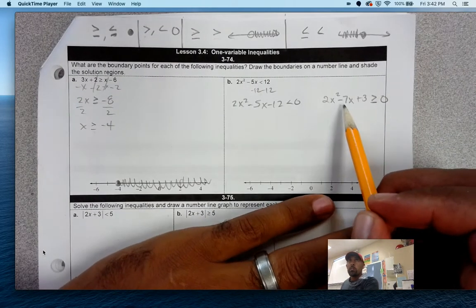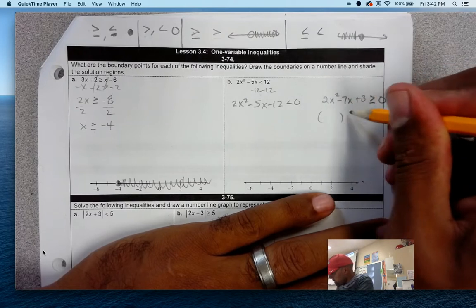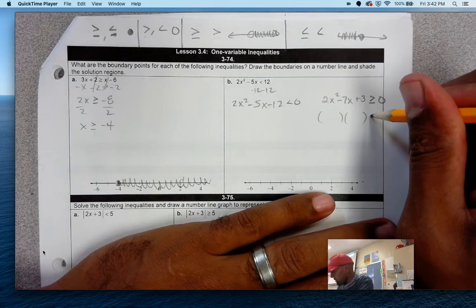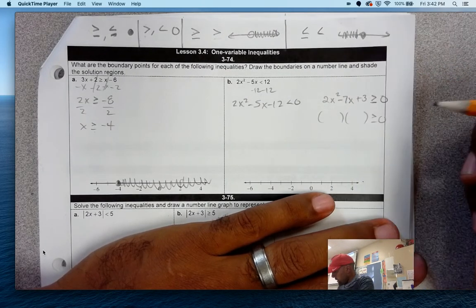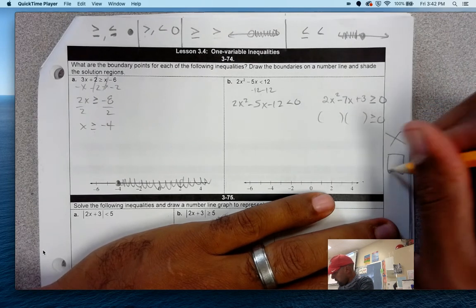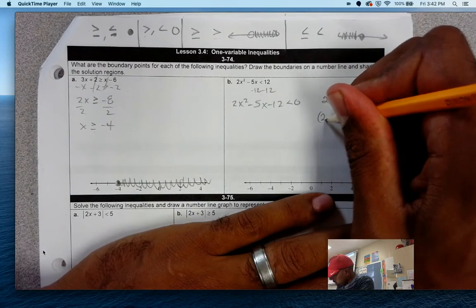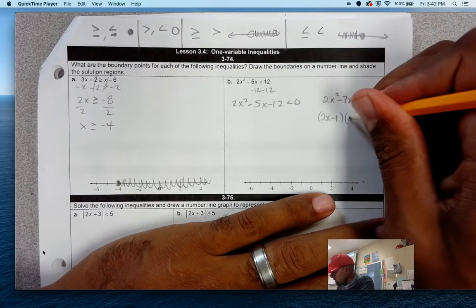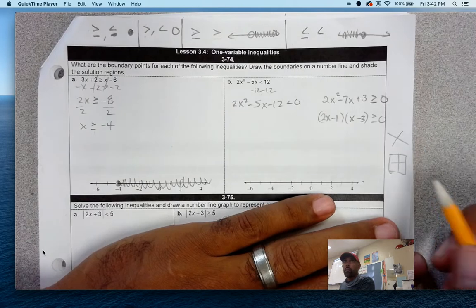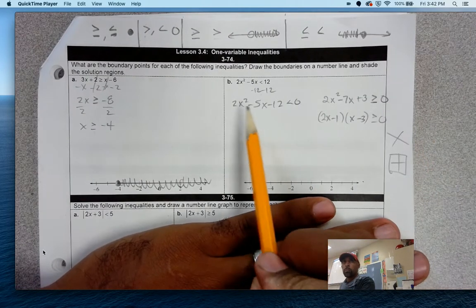So what I need to do is solve this: factor it and solve it. That means I would need to use x in the box. I would work through all those steps of doing the x in the box, and what I would end up with here is 2x minus 1 and then x minus 3, after I do all those steps. So you'll do that with this one.